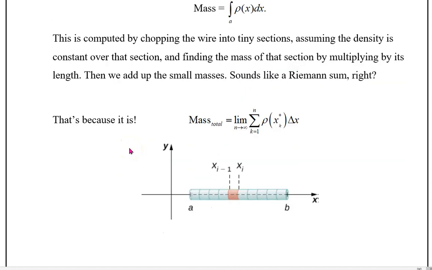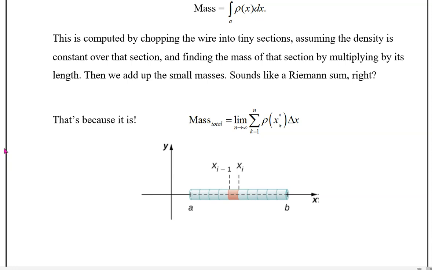We're taking the wire, which you can see here in the bottom picture, and we're chopping it into tiny little sections. Across each section, if we make them small enough, we can assume that the density is constant on that tiny section. And then, if we assume the density is constant, we can simply multiply that mass density by the length of that tiny little section. Then we add up the masses of each of the small little cuts.